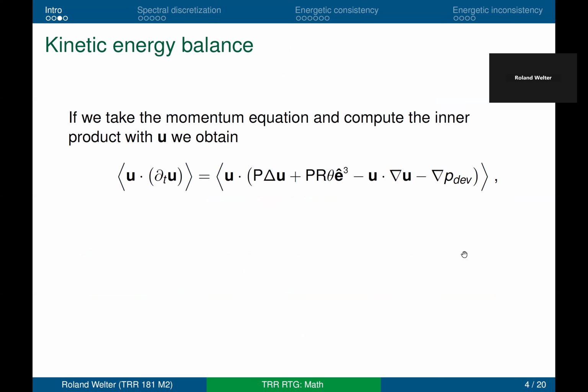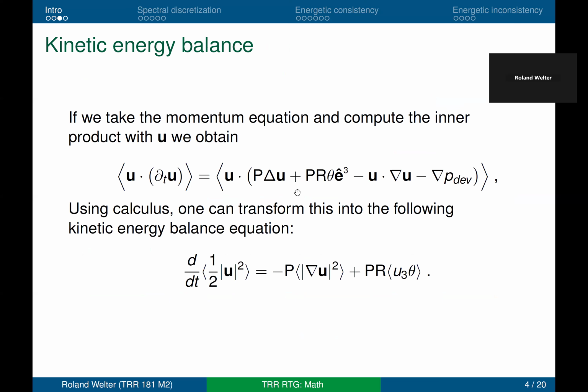Now, the main topic for today is energetic consistency. If you take the momentum equation and compute the inner product with u, then you obtain the following equation. And by integrating by parts and using calculus, you can obtain the following kinetic energy balance equation. This says that the time derivative of the total kinetic energy for the fluid must obey this law, where we have a dissipative term and a thermal coupling term.